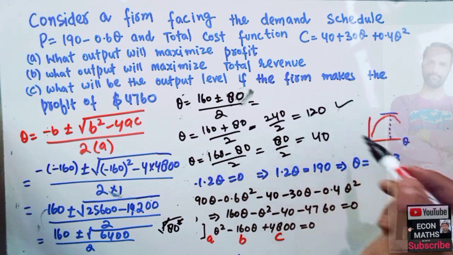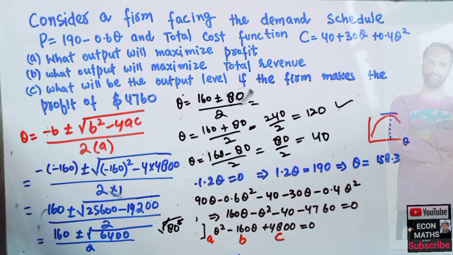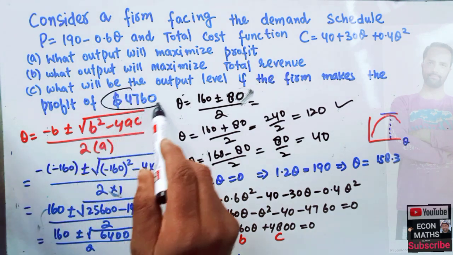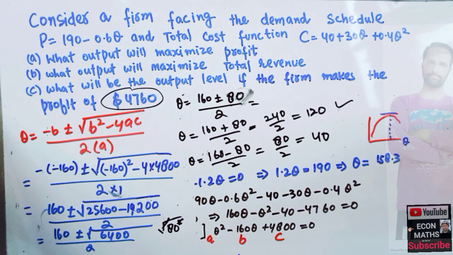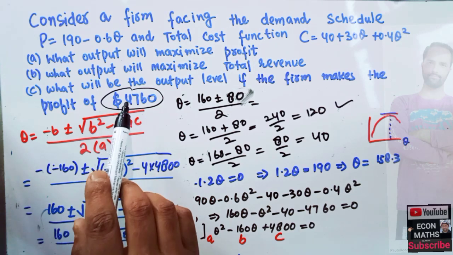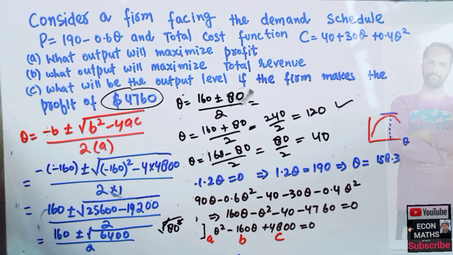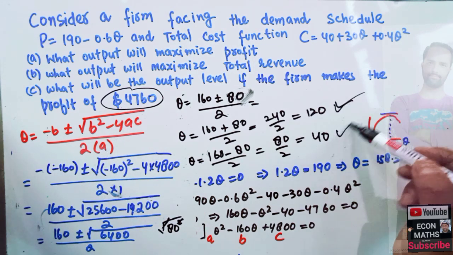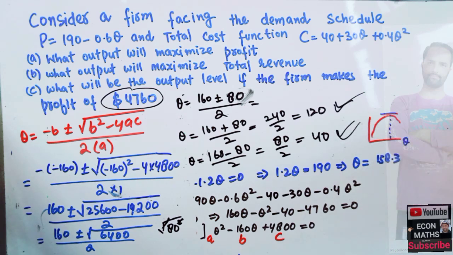That means if the firm wishes to gain a profit of 4,760, it should either produce 120 units or 40 units. Both will give it the same profit.